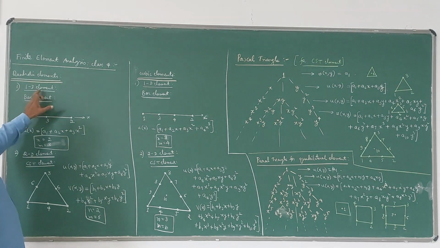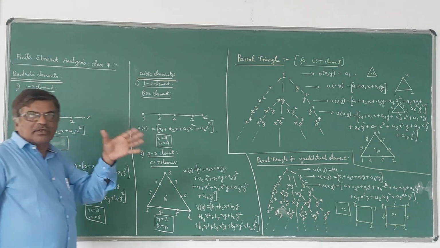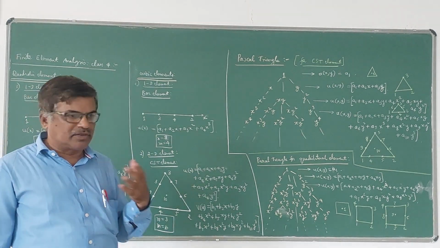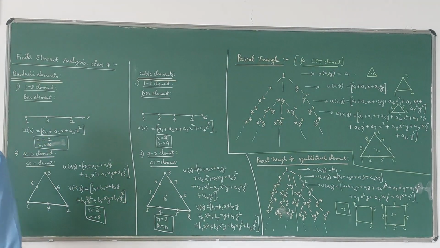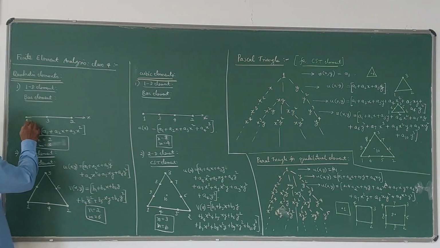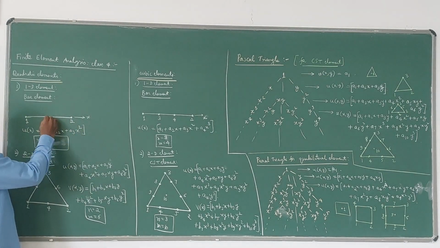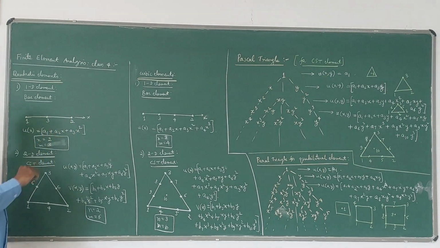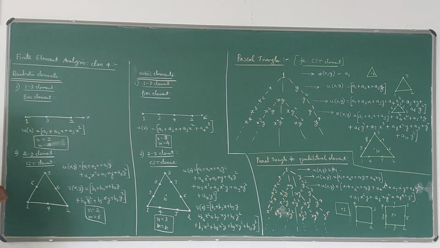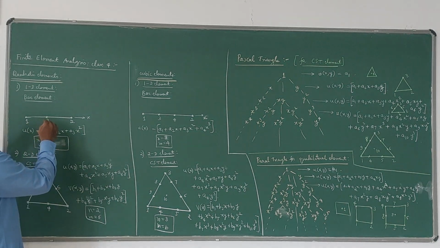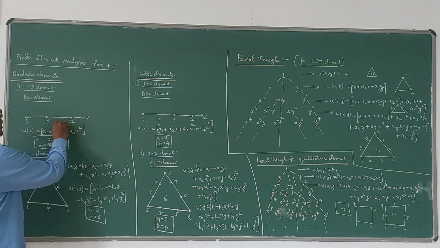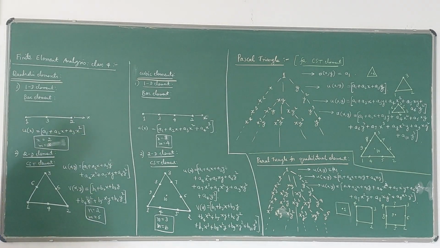In the case of one-dimensional element, examples are bar element, truss element or beam element. So you will be having 3 nodes here like this. 1, 2 are the end nodes, and the third node may be at the midpoint. So 3 nodes like this. In the case of one-dimensional element, only one coordinate will be there, that is x coordinate.